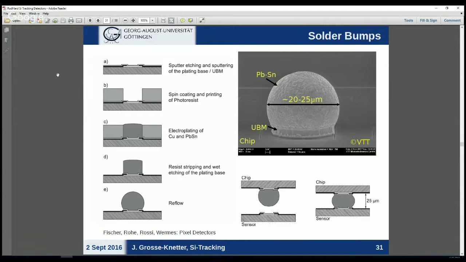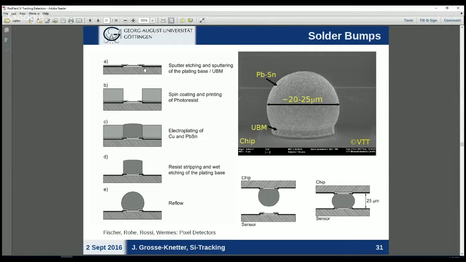So the philosophy is that you take one of those sides, again, let's say the readout chip, you have the contact pad that is shown here, and you add some extra metal layer on top, because the material we normally use for the solder bumps is not suitable for the aluminum metal layer that we have on top of the electronics. That's called underbump metallization, which you see as UBM.